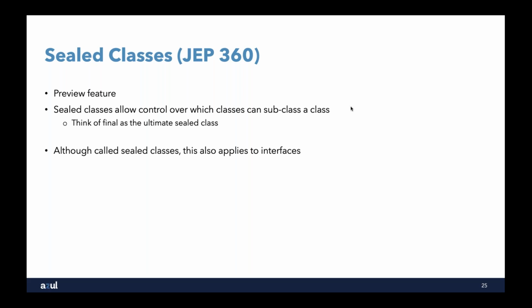So this is the idea of being able to have more control over who can subclass. You can think of final as being the ultimate sealed class. One interesting thing about this is that sealed classes also applies to interfaces. And it was one of the things that I learned was that an interface is actually a form of class. I didn't know that before, but it is the case.